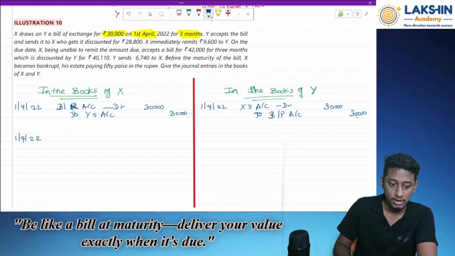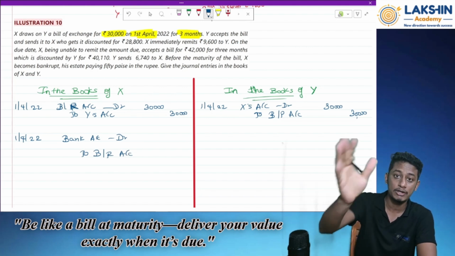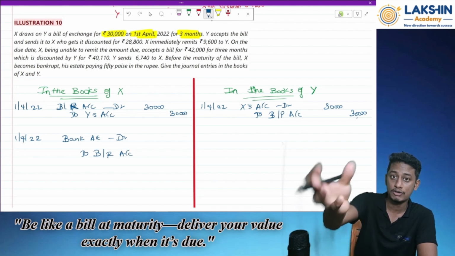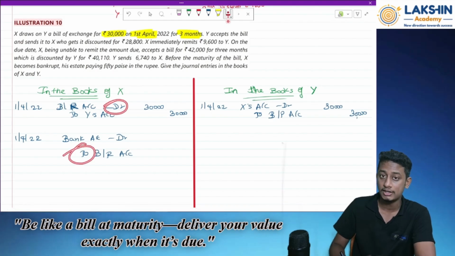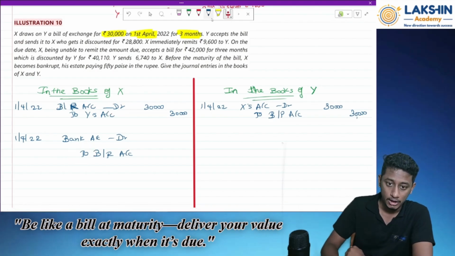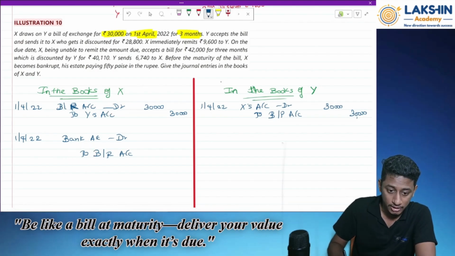So the entry will be what? He has received the money, so bank account debited because he has received the money, to bill receivable account. Why is bill receivable account credited? Because the bill is being given to the bank now. So the bill receivable has been taken out of the books of accounts by crediting it. It was debited before, now I am crediting it to take it off from the books. For what amount? 28,800 is received for the bill of rupees 30,000.